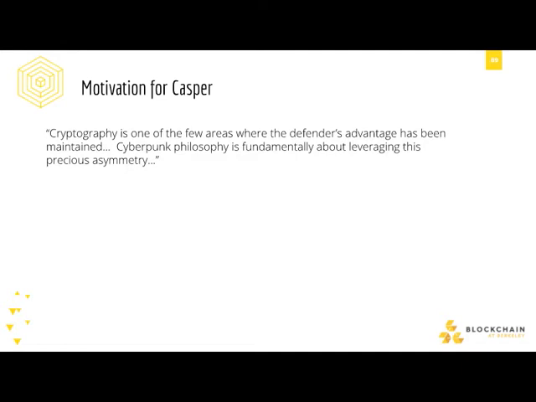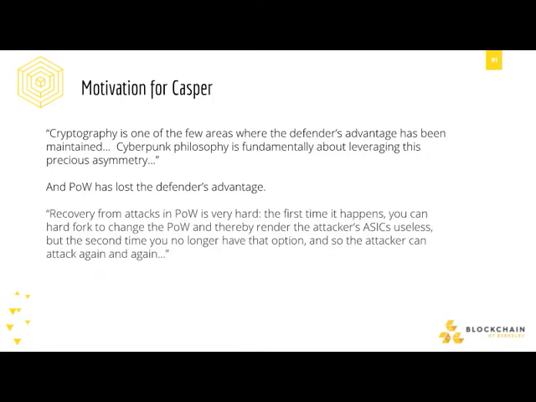So, Casper protocol. Here we go. Motivations for Casper. Vitalik discusses how, for these systems to work, you need to have a defender's advantage. And the problem with proof of work at this point is there is no defender's advantage. It's really a one-to-one situation in which if the attacker can amass as many resources as the defender, they will overwhelm the system. And that's not a situation you really want to be in.